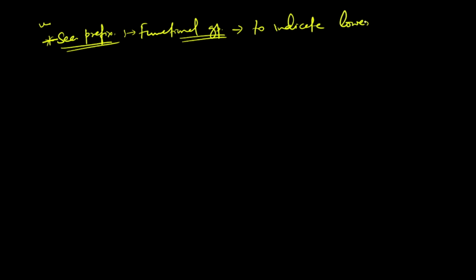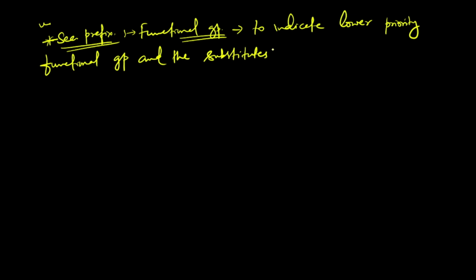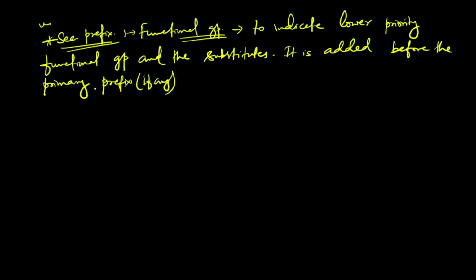So we'll just write: to indicate lower priority functional group and the substituent. It is added before the primary prefix. If the primary prefix is present, then before that primary prefix. If the primary prefix is absent, then directly before the word root we will put it. Got it?